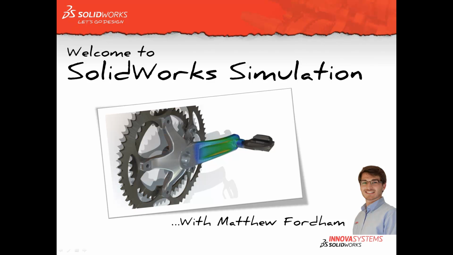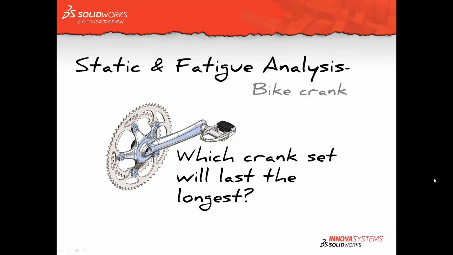Hi there, and welcome to this breakout session on SolidWorks Simulation, where we're going to be having a look at stress and also fatigue failure mechanisms and how we can use SolidWorks to analyse those before we go ahead and produce our designs. So what we're going to be doing is having a look at a basic bike crankset design. We've got three potential designs, and what we're going to do is analyse those individually to see which one's going to be best before we go ahead and actually produce anything physical.